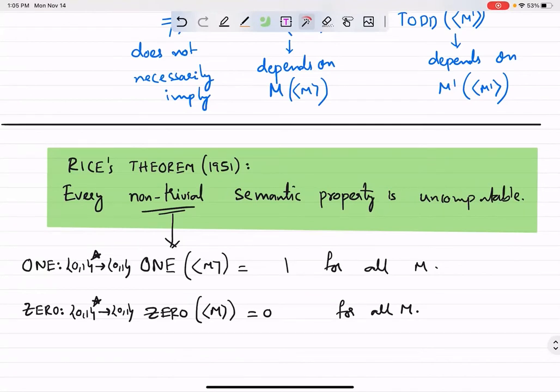Okay, but let's take a 5-minute break, and when we come back, we'll see the proof of this theorem, and then we'll take it from there.